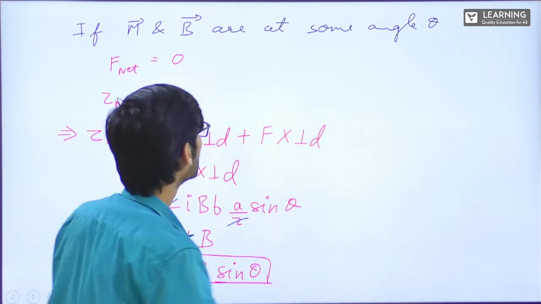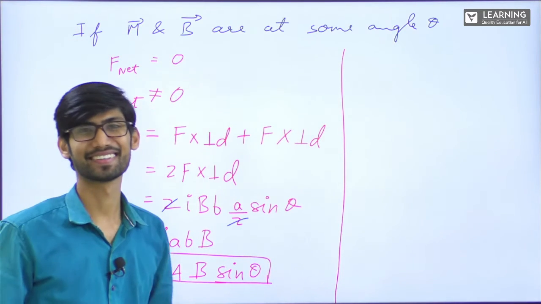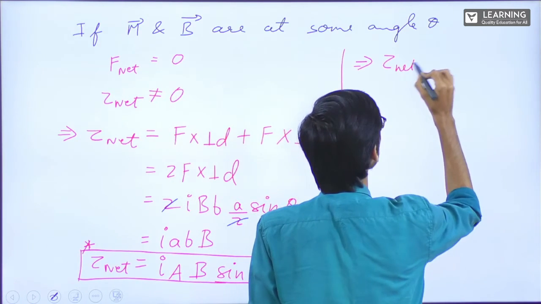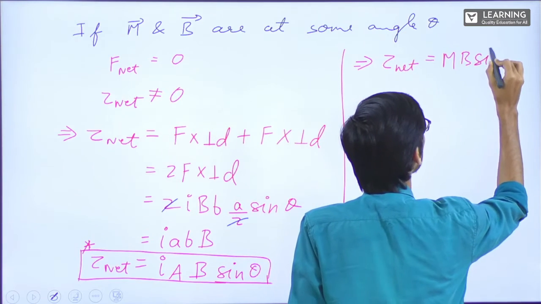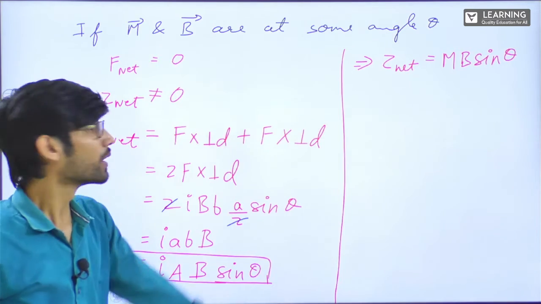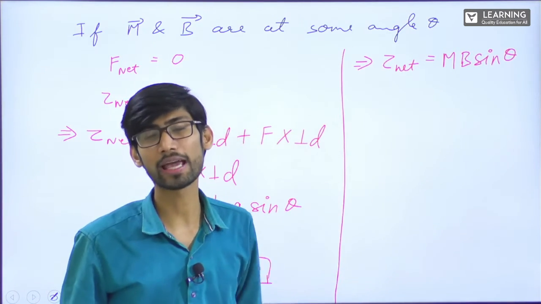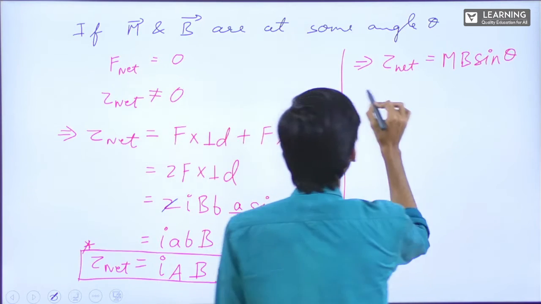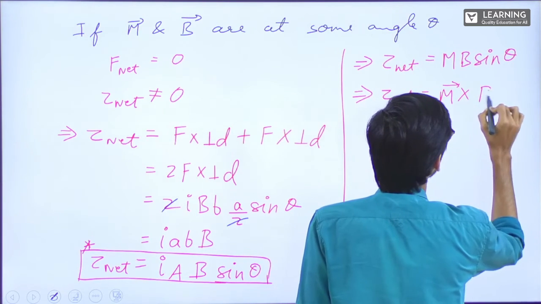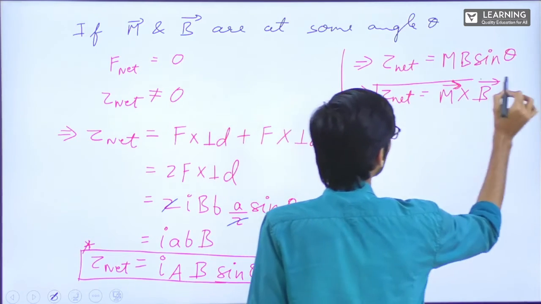Now, I told you initially in the starting, what is I A? M, the magnetic moment. So from here I can write torque net is equal to M B sine theta. And we know M is also a vector quantity, B is also a vector quantity. So after the multiplication of these vector quantities, a sine theta is there. Can I write it as a cross product, M cross B? Correct. So here I can write torque net is equal to M vector cross B vector. Some people will think, why not B cross M?